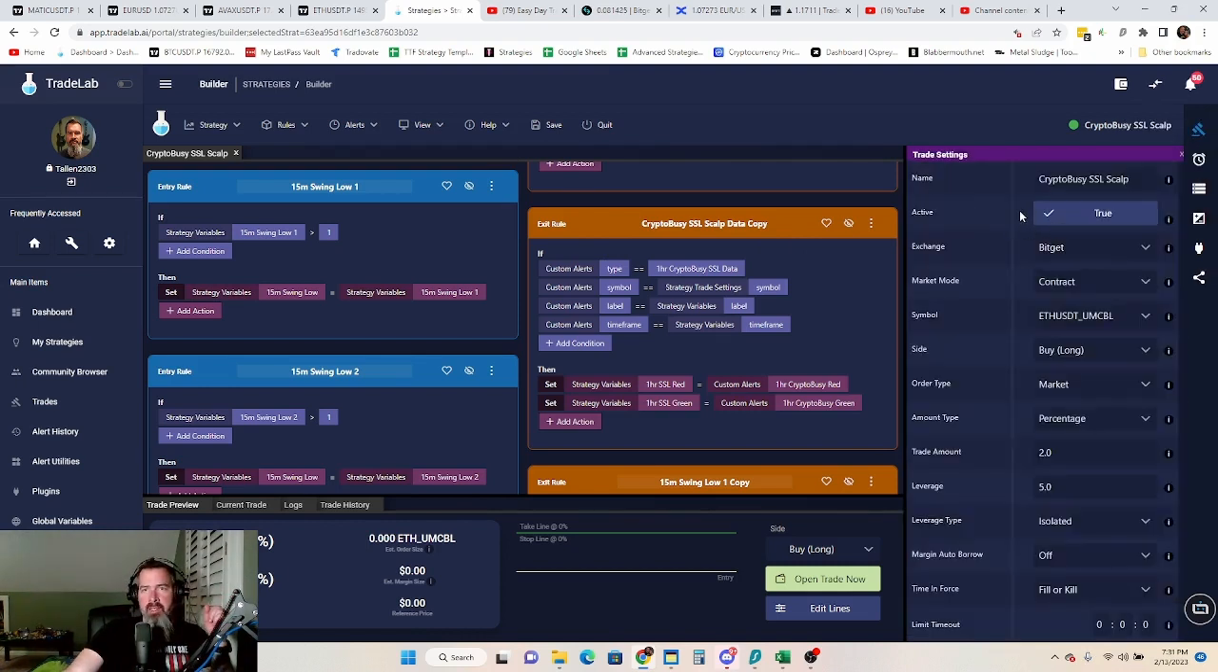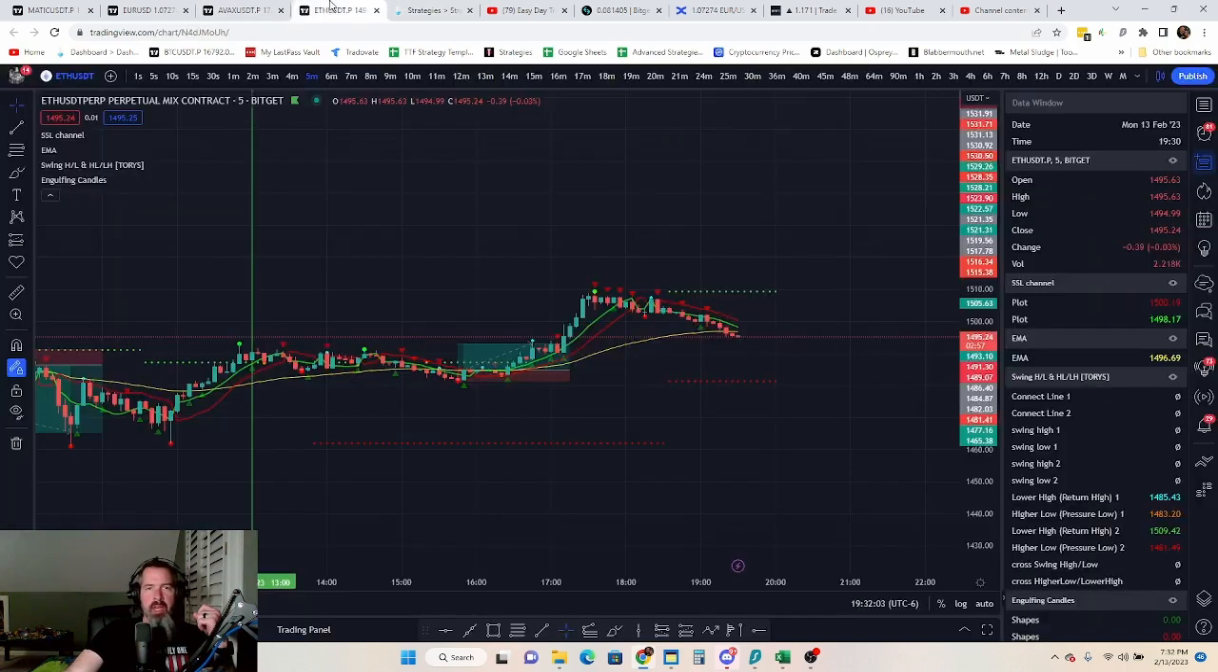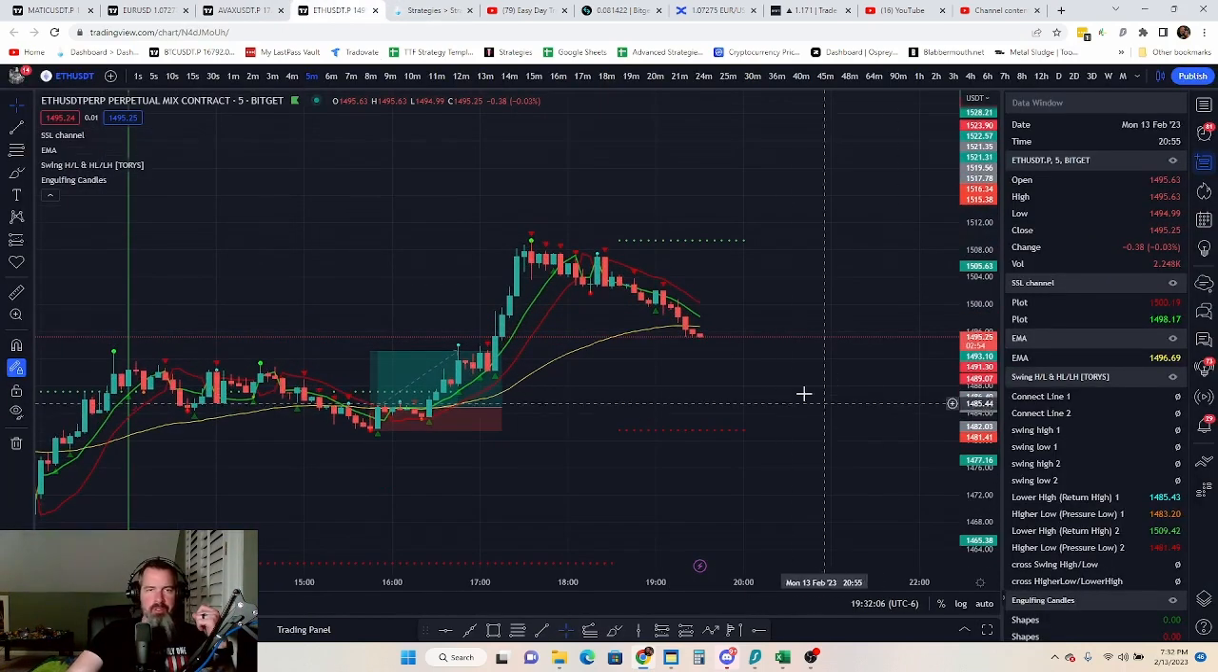In my trade setup here, I use BitGet. This is all the stuff you set up at the beginning. If you want to try trading this strategy, you pick your trade amount, whether you want to use account percentage or whatever, your leverage. This is what I'm testing with. You'll see how it goes. That is pretty much the strategy.